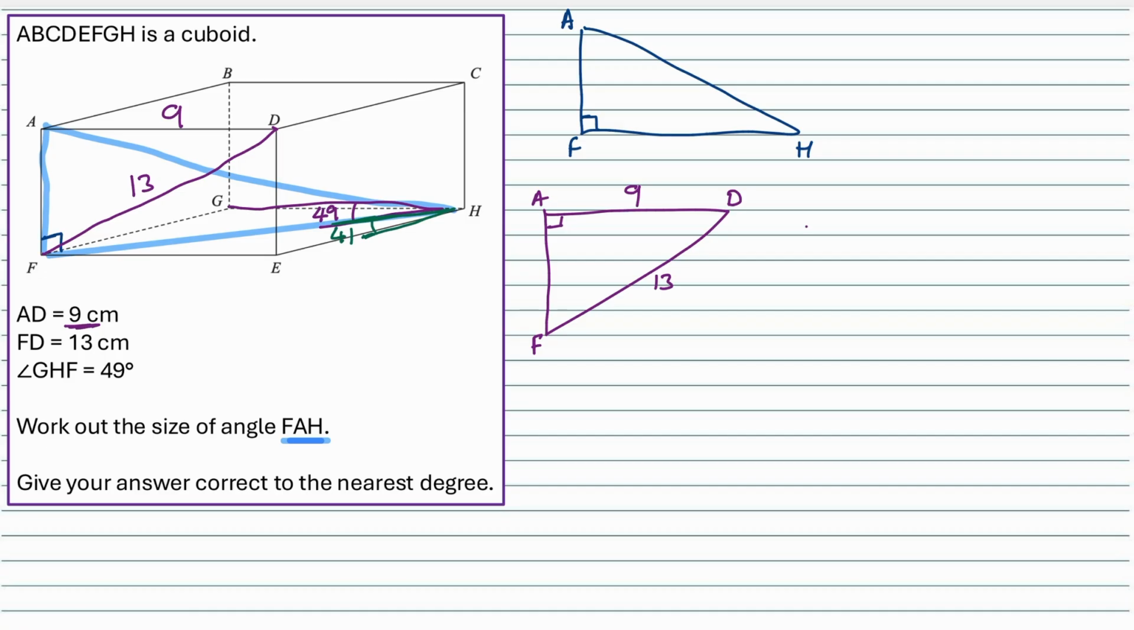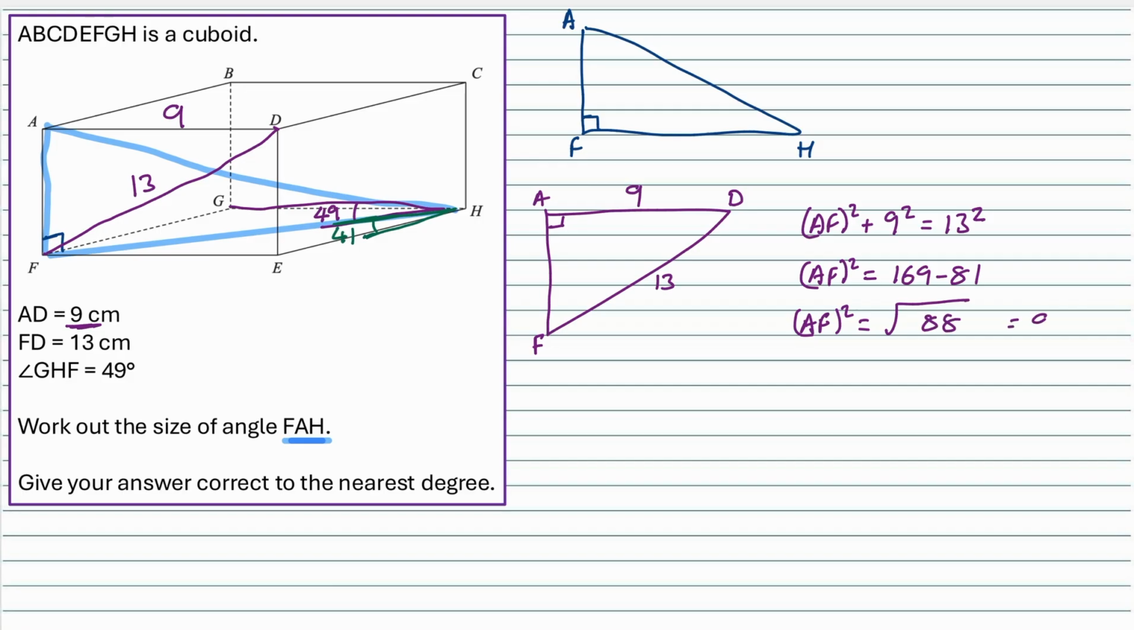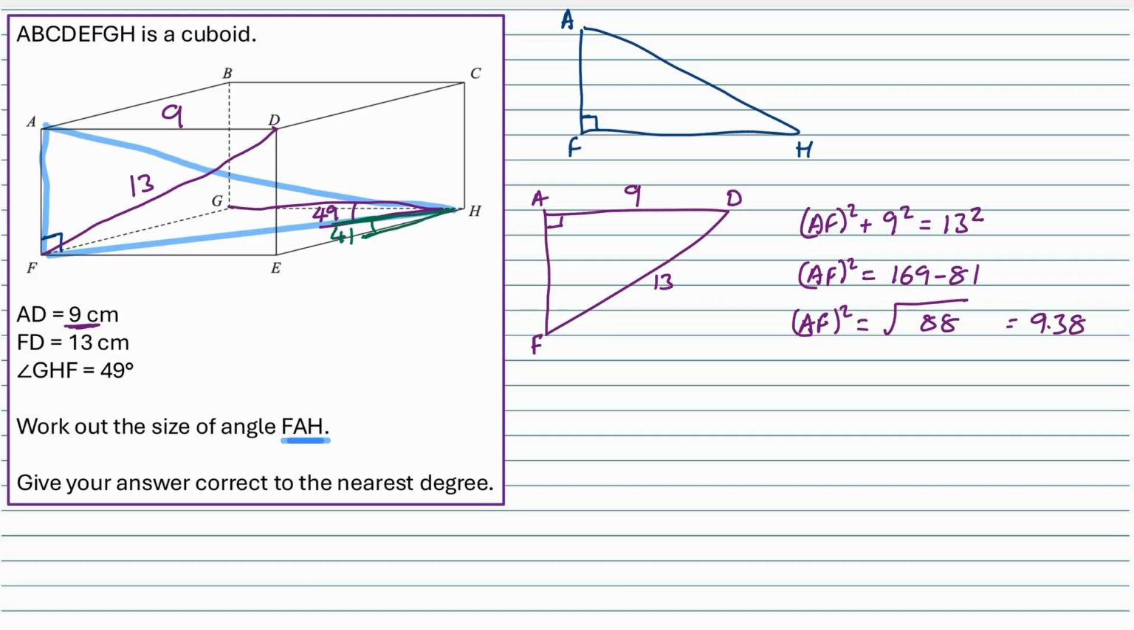So using Pythagoras' theorem, A to F squared plus A to D squared will equal the hypotenuse squared. So we can take away the 9 squared from both sides, and we'll get 169, the 13 squared, minus the 81. So A to F squared will be 88, so A to F is the square root of 88. And this works out at approximately 9.38. So that'll be this length here. And I can include that on my blue triangle, 9.38.